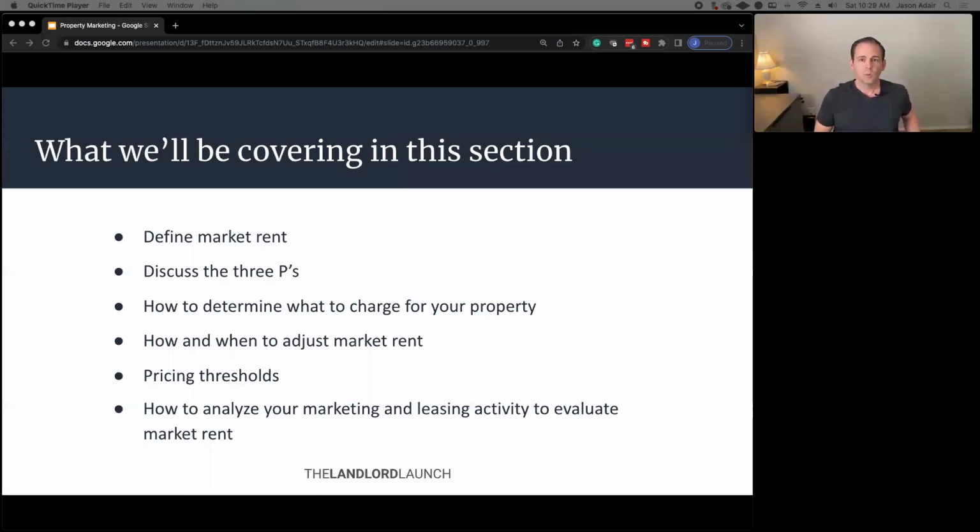Okay, so in this section what we're going to be covering is the explanation of what market rent is, and defining what the 3Ps are, just so you have a sense of how those things affect market rent. Also, we'll determine how and what we can or should charge for our property, when to adjust that, how to analyze that, how to find out when it's working and when it's not working, and make those adjustments. Pricing thresholds, and then how to analyze your marketing and leasing to evaluate whether your market rent is set correctly.